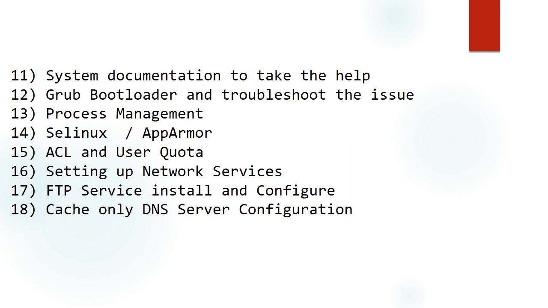And the next chapter is ACL and user quota. How can I set a limitation on the user to store information or to use the storage? And we will discuss ACL also, which is advanced permissions. The next chapter is setting up network services, means some network related services. For example, how I can set or change IP addresses, and how I can install Samba, NFS, all the services.